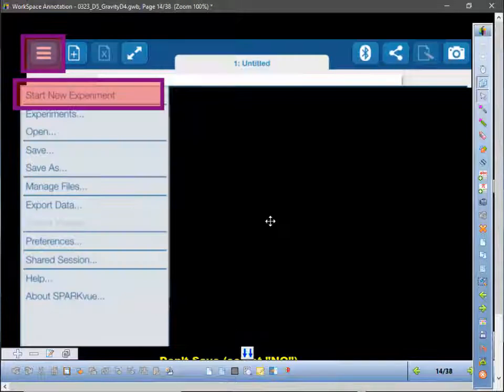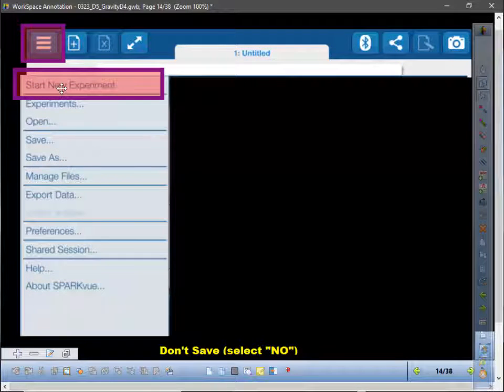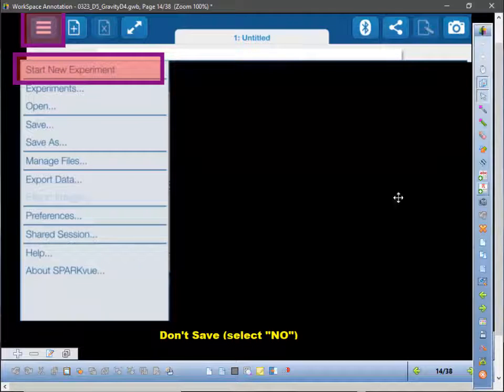If you ever make a mistake and you want to go back, you can click on these three bars here to open up the menu and hit Start New Experiment. You don't have to do this the very first time, but if you mess up, just keep going back and start a new experiment each time to reset. You never have to save a file. If it ever asks you to save a file, just select No.